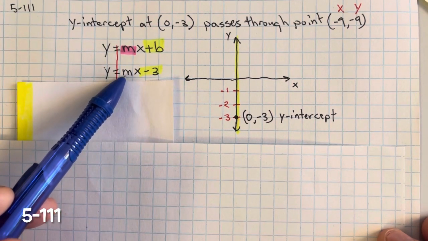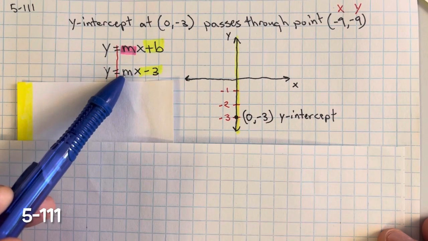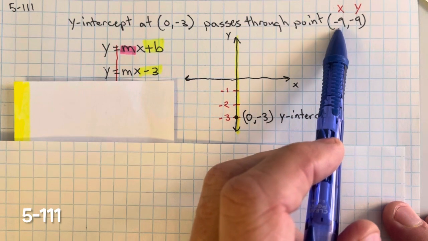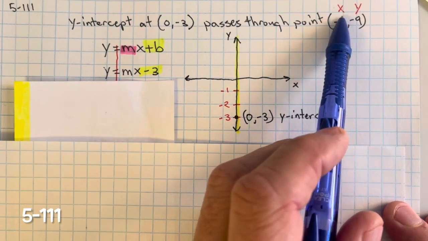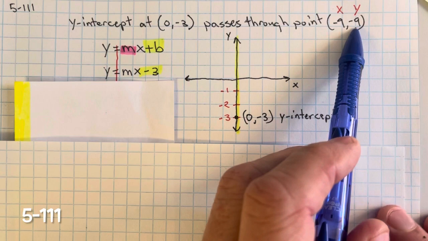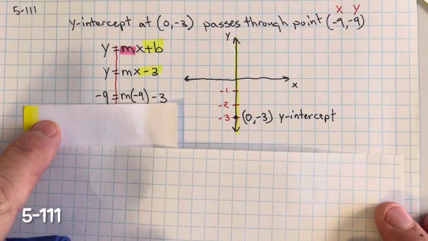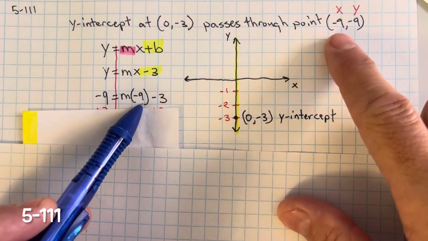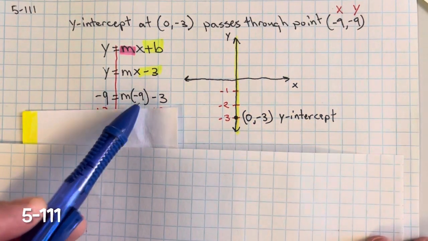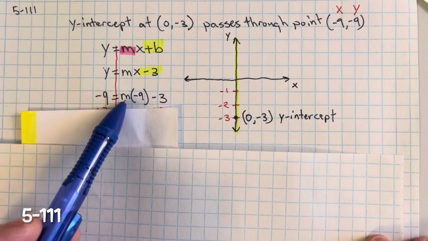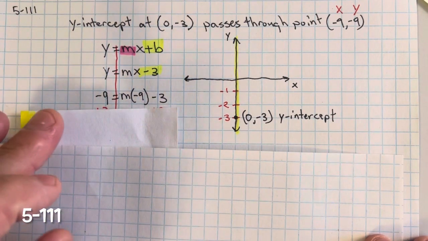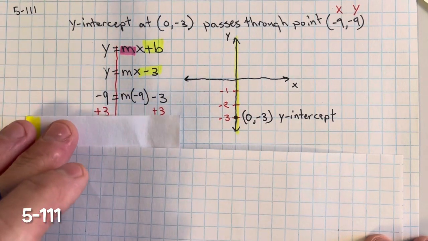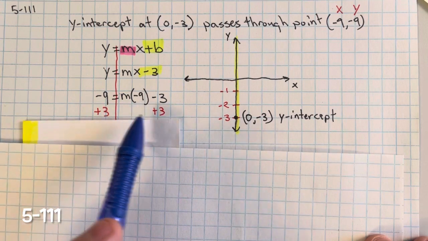To find the slope, we can plug in the values for x and y, because we know it goes through -9 on the x and -9 on the y. So for y, I put in the value of -9, and for x, I put in the value of -9. And now we're going to solve for m, the slope. So we have a -3 here, so we're going to add 3 to both sides. That creates a 0 pair.